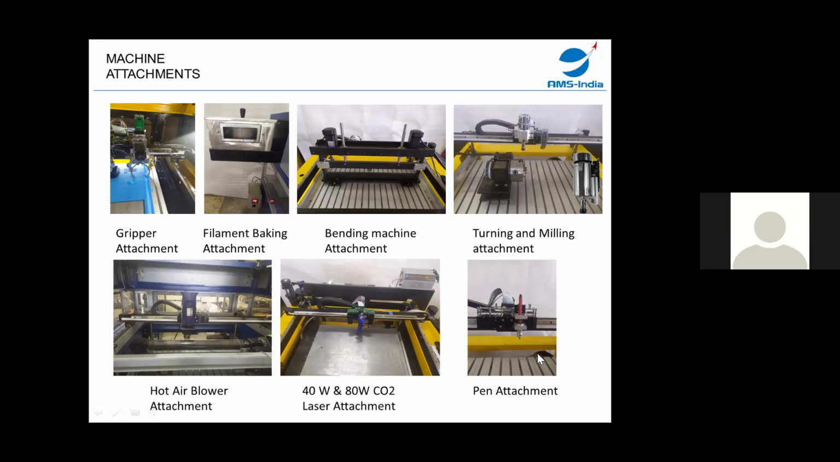And this is a very unique feature which is being liked by many of the colleges who have purchased our machine. They are using this for teaching the students. See that you don't crash the machine. The pen never breaks because it is spring loaded. So the students can be made to learn G codes and M codes very well as a part of training. So this is a pen attachment.